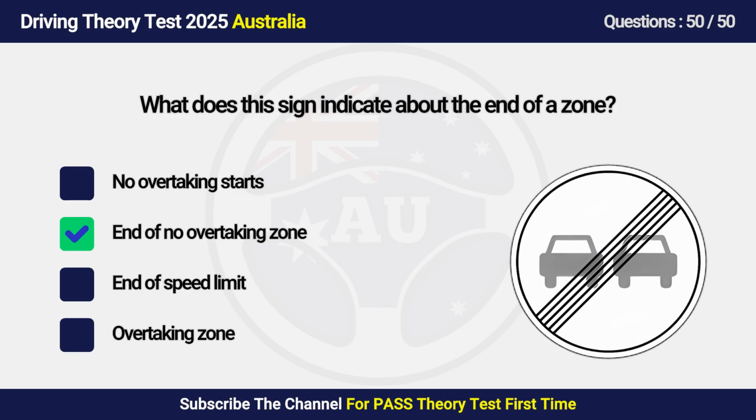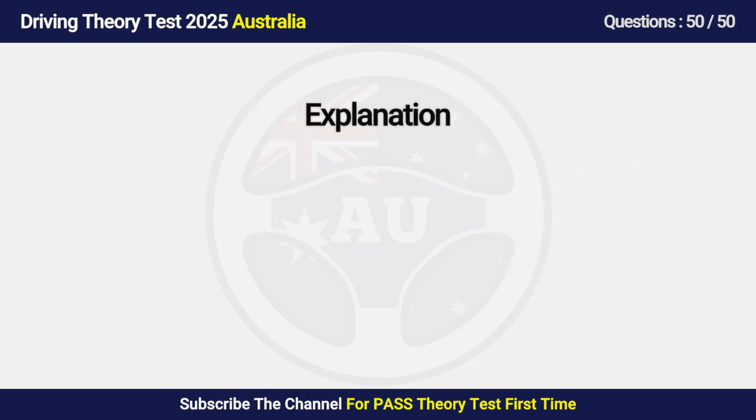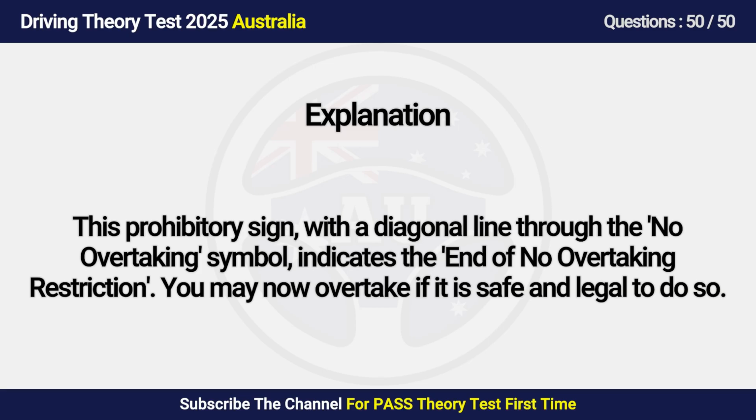Answer is B. End of no overtaking zone. This prohibitory sign, with a diagonal line through the no overtaking symbol, indicates the end of no overtaking restriction. You may now overtake if it is safe and legal to do so.